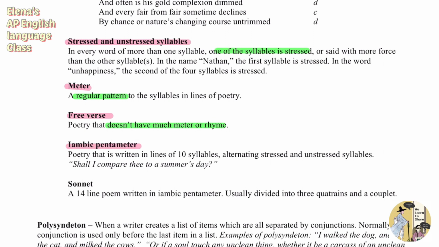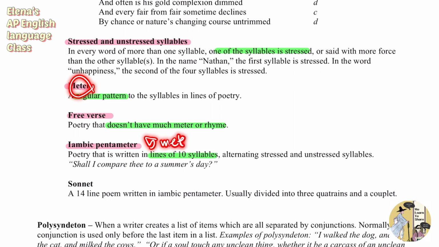And this is kind of tricky because you need to understand well about the meters and stressing the syllables. So iambic pentameter is poetry that is written in lines of 10 syllables, alternating stressed and unstressed syllables. To be more specific, penta means 5, so pentameter simply means 5 meters, right?